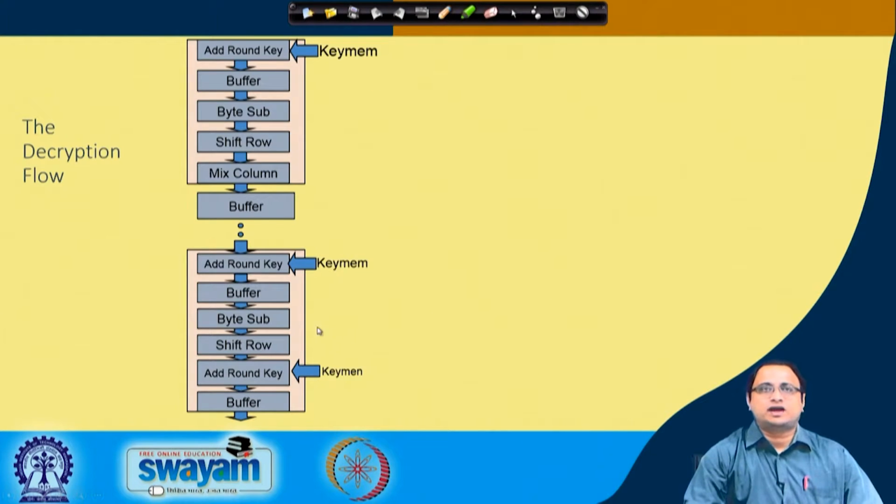Once you have done that, essentially you have transformed the entire operations. You have transformed the mixed columns. The shift rows will be simple because it is just wiring, so there is nothing to be altered there. The sub bytes we have already seen how to transform. The add round key will again be similar, so you need not make any drastic difference there. So, this is how your encryption flow will probably look.